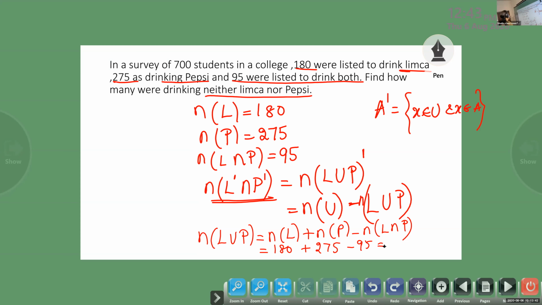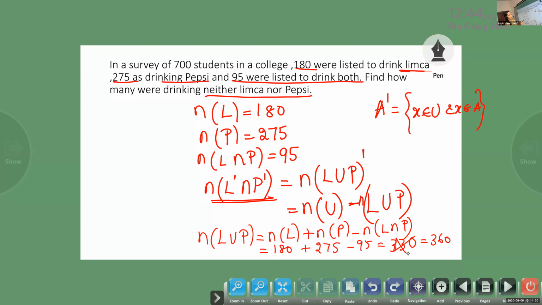Gayatri, what is N of L union P? Ma'am, 360. Okay, it's not 330. Do the calculation correct. 180 plus 275. From there you subtract 95. So you'll get 360. But our aim is to find L dash intersection P dash.